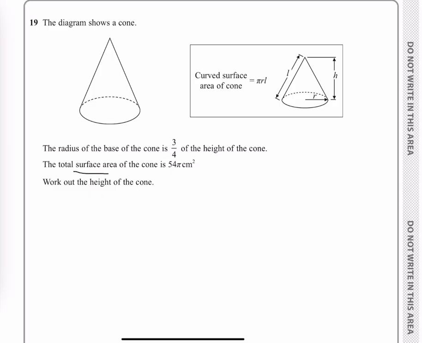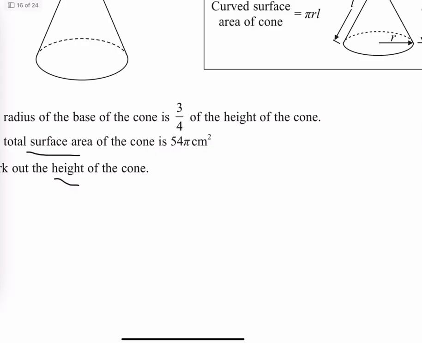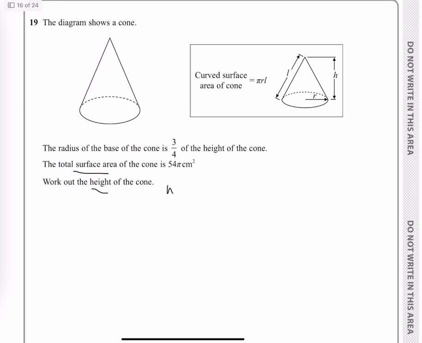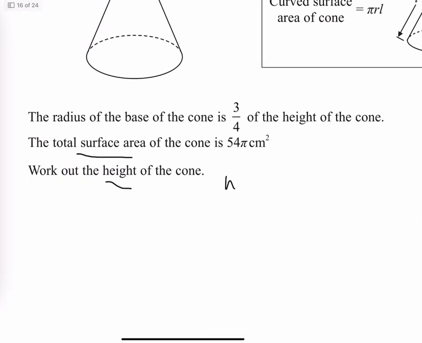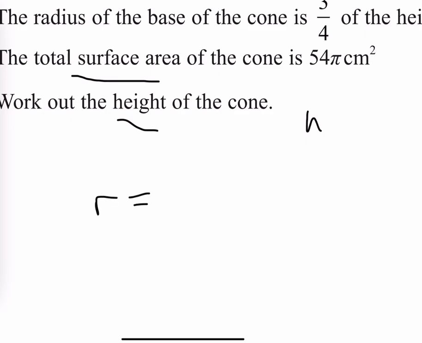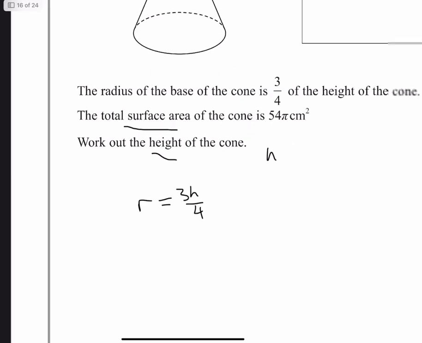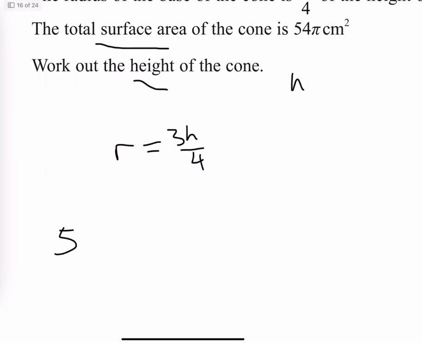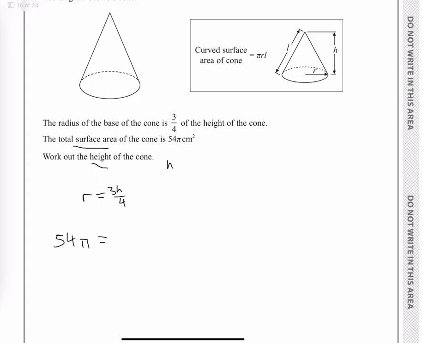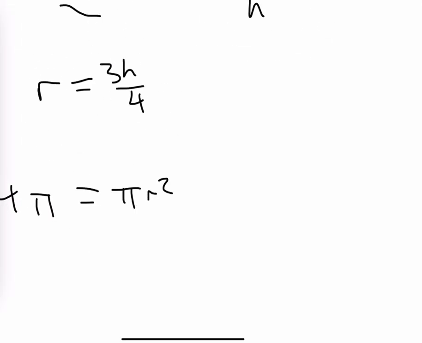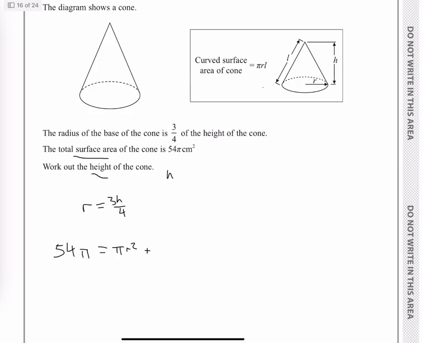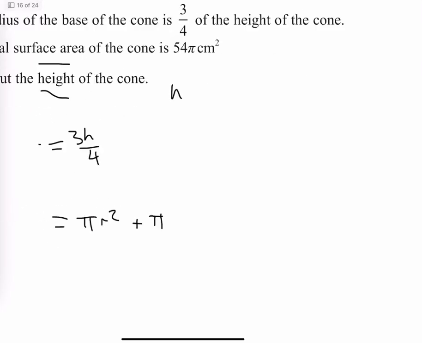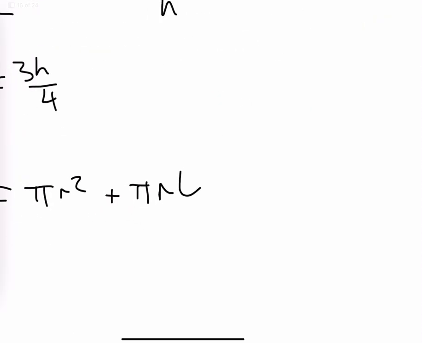So, they give us the surface area. We want to work out height. So let's try and put everything in terms of h, height, okay? In terms of radius, the radius is 3/4 of height. So r equals 3h over 4. And then we have the surface area. So what's the surface area? The surface area equals 54 pi equals, well, the circle, which is just going to be pi r squared, plus pi rl. Is it pi rl? Yeah, it's pi rl.